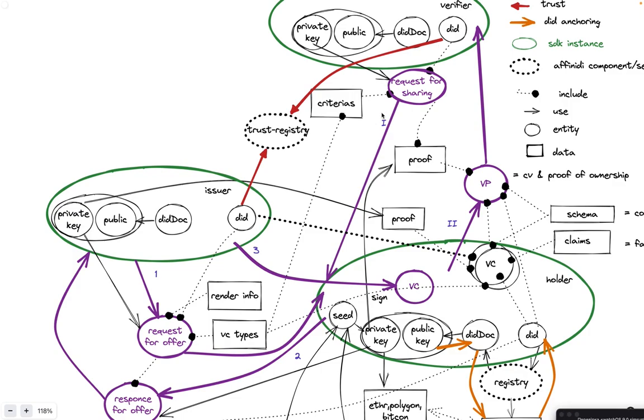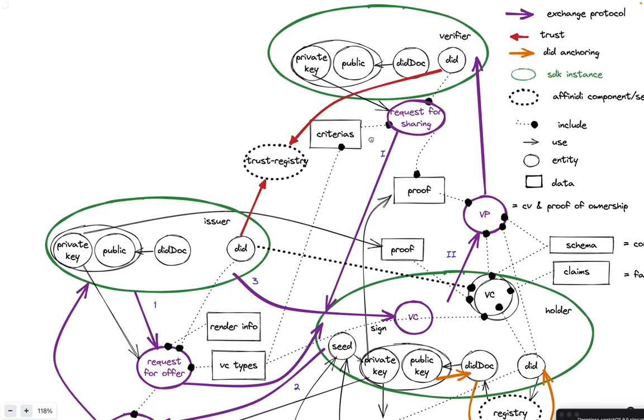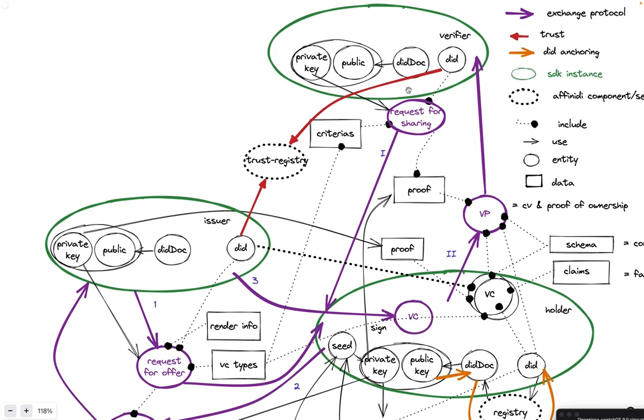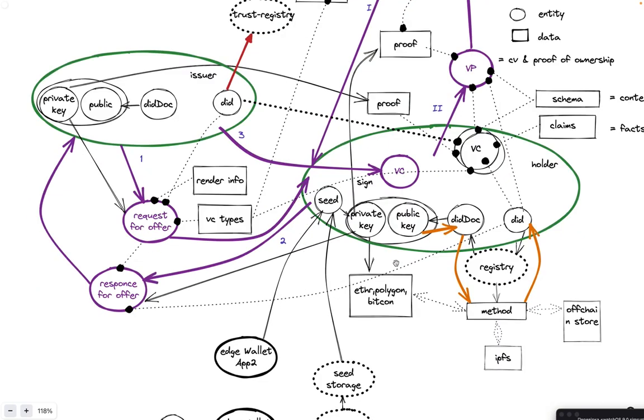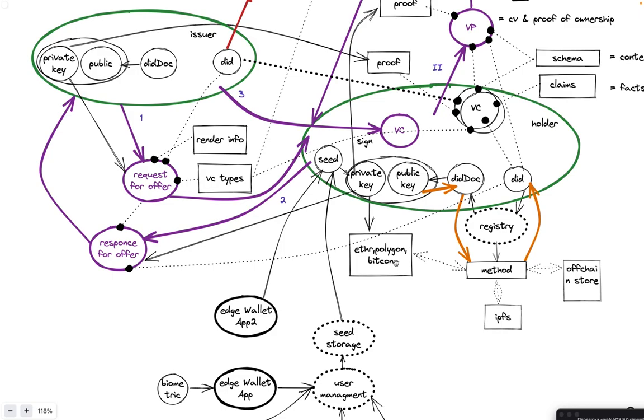As you can see, verifiers and issuers have the same things. They have public keys, private keys, they have their DIDs, and they could actively use the registry to resolve their DIDs or some other people's DIDs.